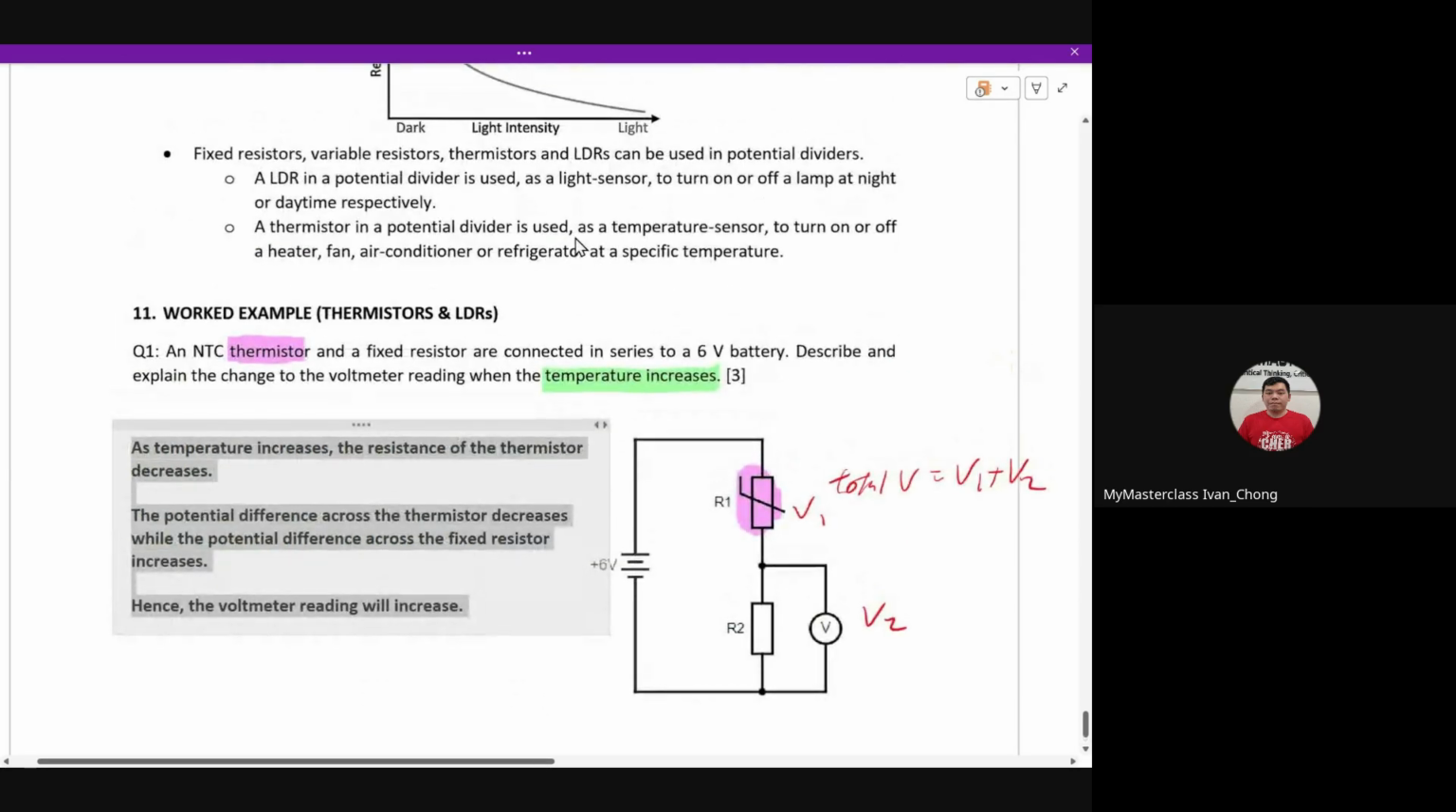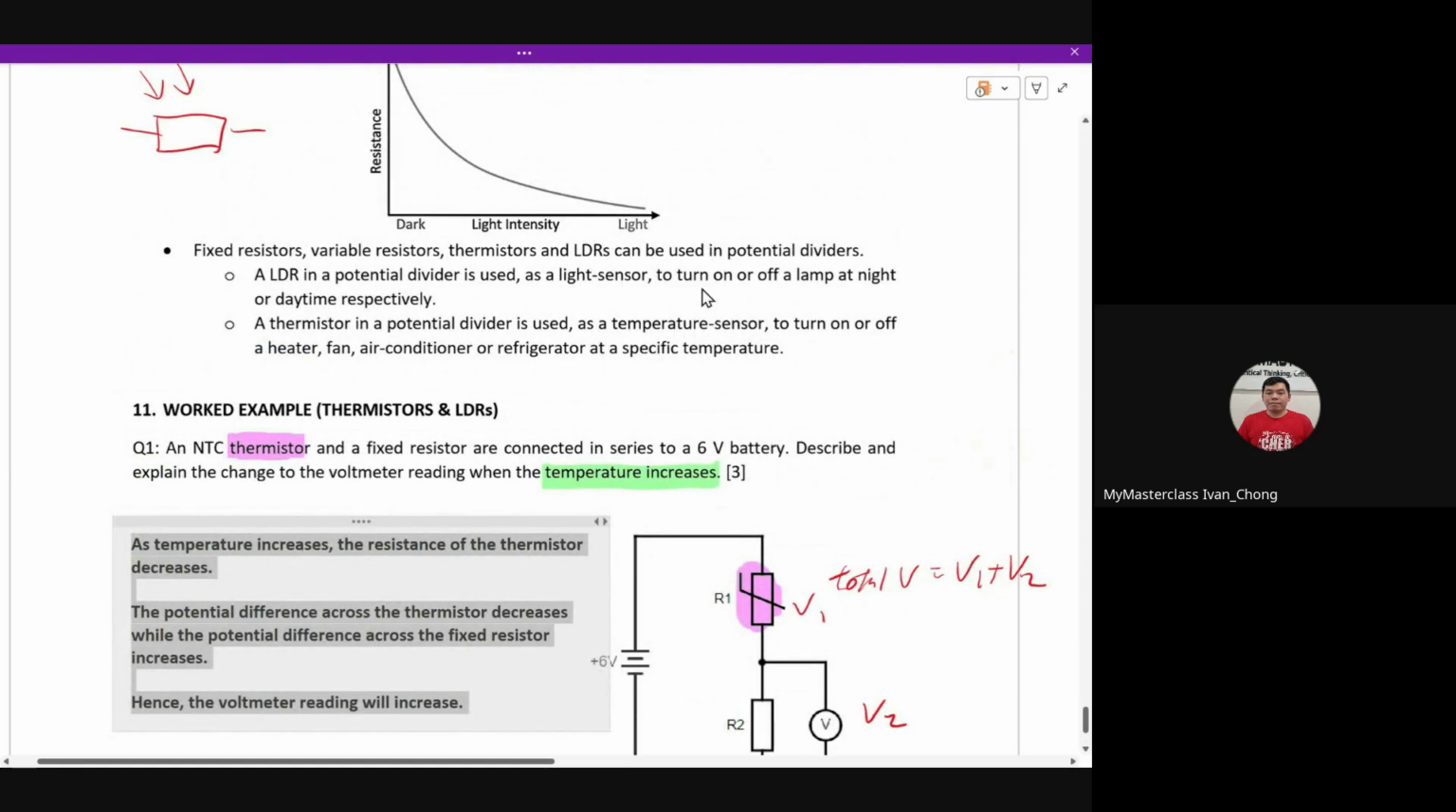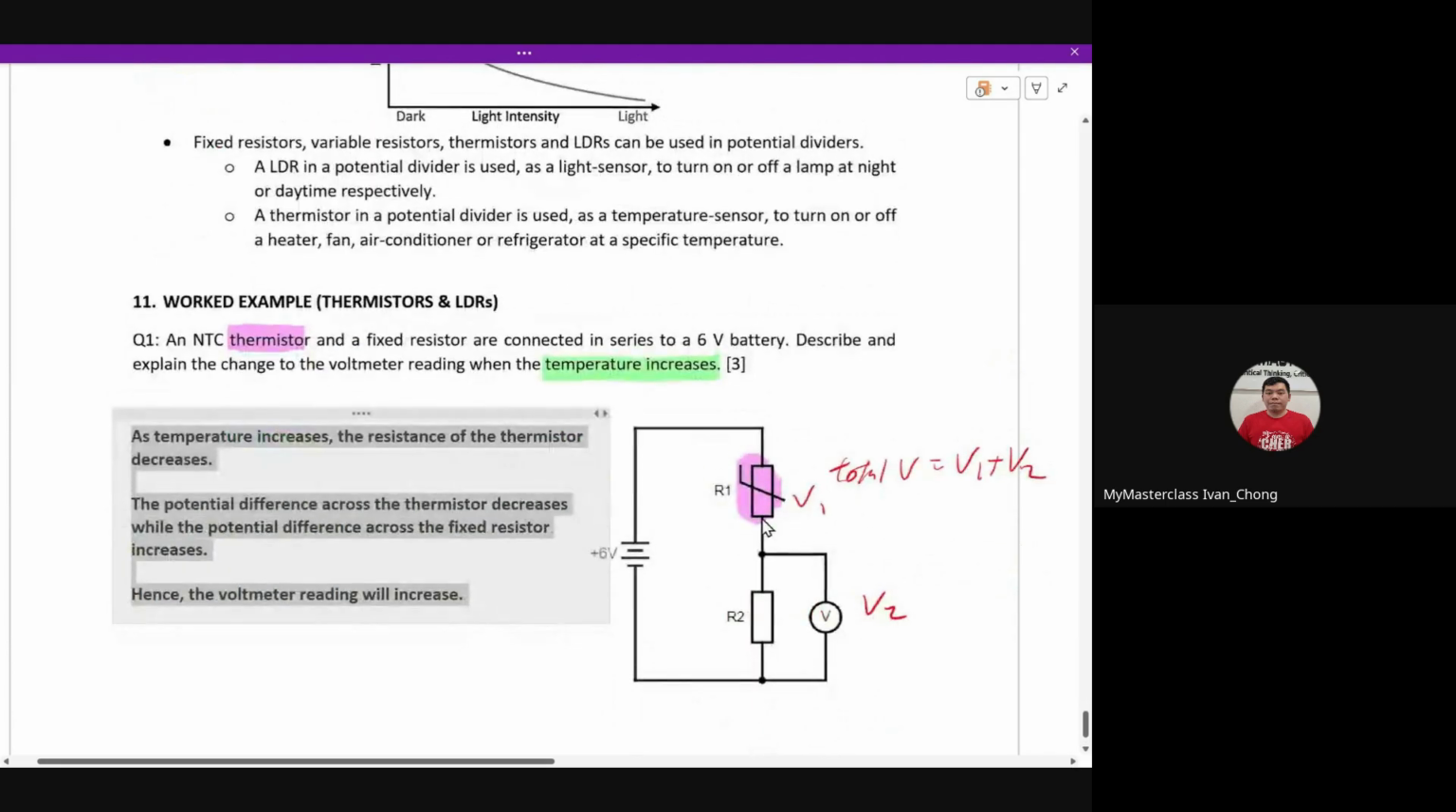Basically, whether you can turn something on and off depends on whether your thermistor or your LDR acts as a switch. So how do they act as a switch? As long as the potential difference across the LDR or the thermistor reaches a certain value, it can turn something else on and off. You have something called a relay switch, which won't be drawn, but they'll just tell you how it works. Most of your thermistor and LDR questions are kind of like data-based questions.